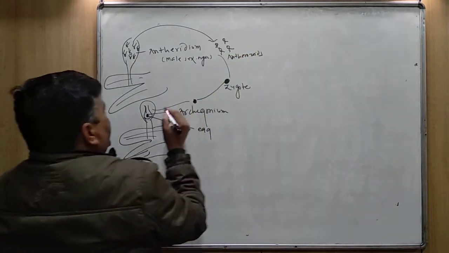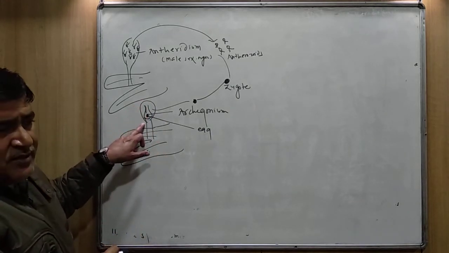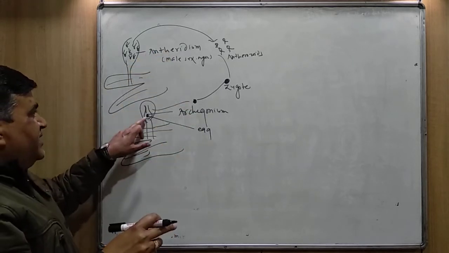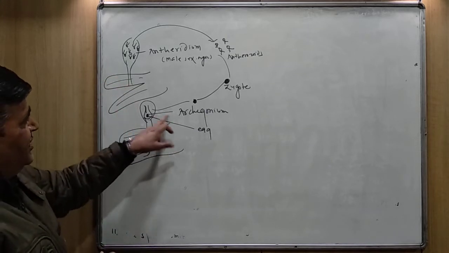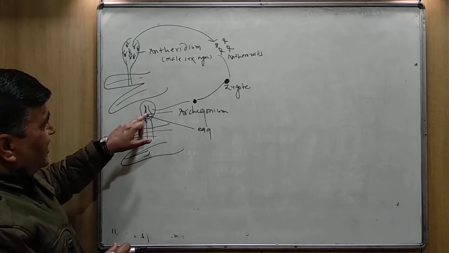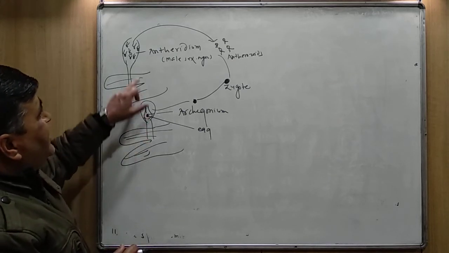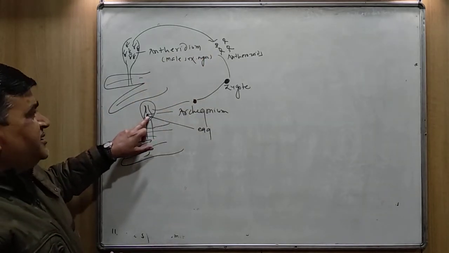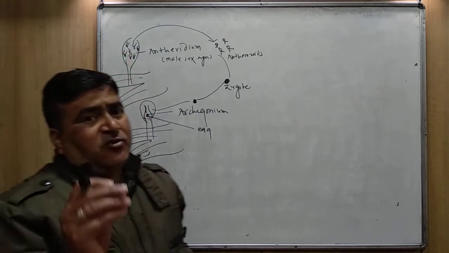Antherozoites. The female sex organ is called archegonium. So many archegonia are produced inside the archegoniophore. But here I have drawn a single archegonium and a single antheridium. The archegonium contains the egg. As you know, egg is non-motile. It is present inside the archegonium, but the antherozoites are motile.